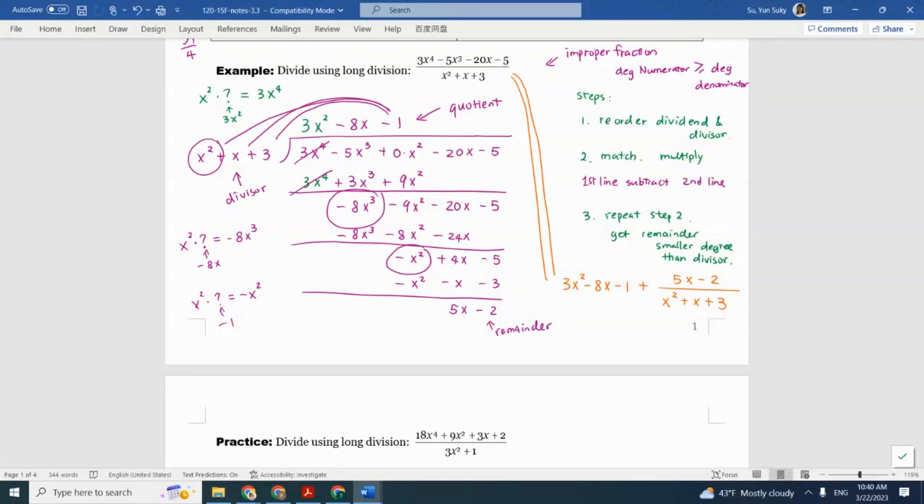Wait, plus 2 or plus 1? Plus 1. Oh, yep, you're right. We forgot to bring that down. Okay, so you multiply, this times this is 18x to the 4, and then 6x squared times 1 is... yes, good, that's good.